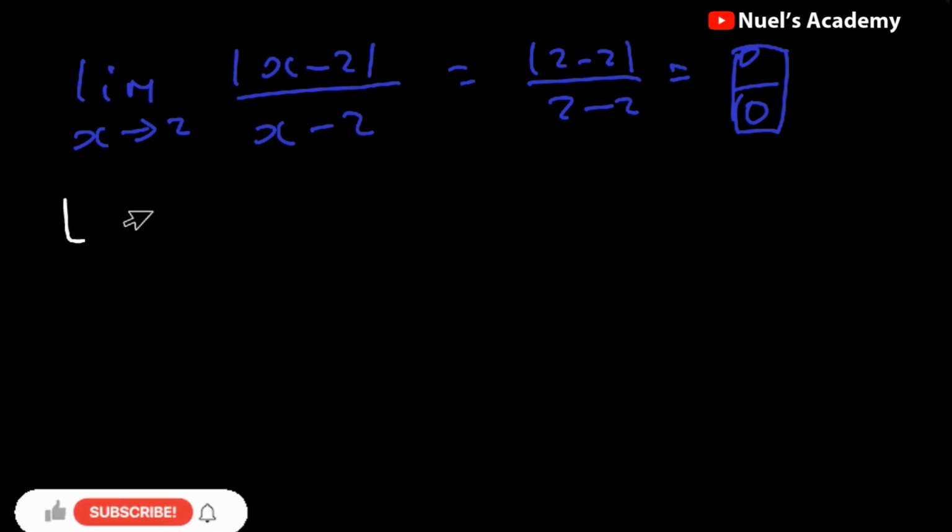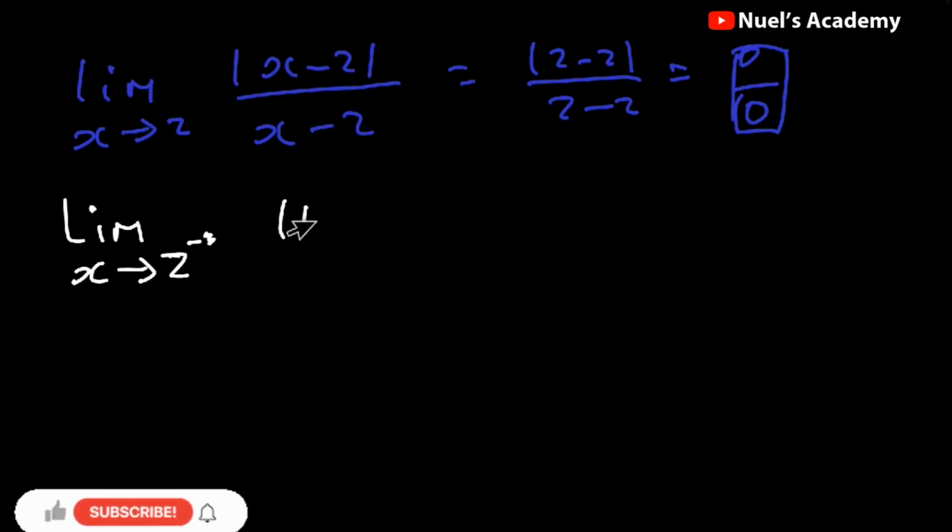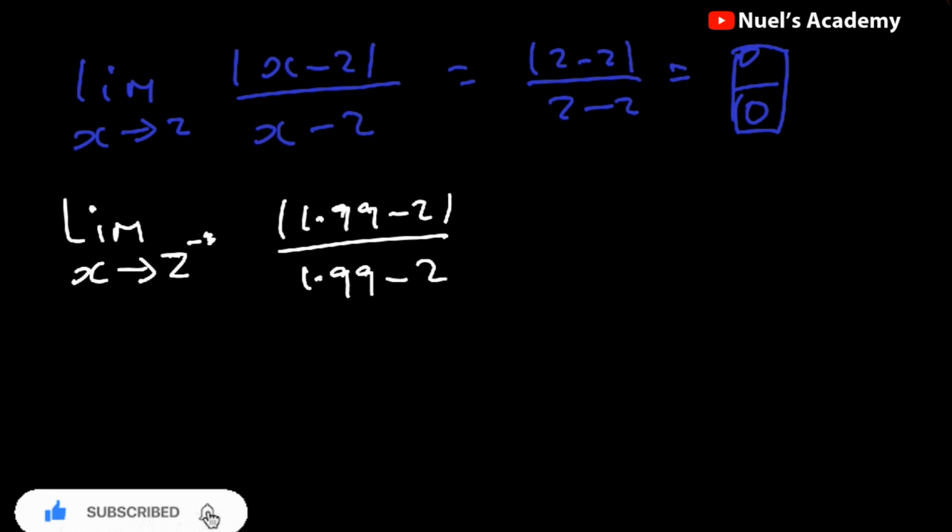Well, we are going to find the left-hand limit of this question. So as x approaches 2 from the negative side, let's plug in 1.99 into this expression. So I have the absolute value of 1.99 minus 2 divided by 1.99 minus 2. So this is equal to negative 1.